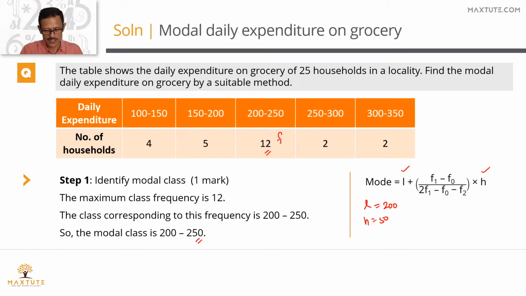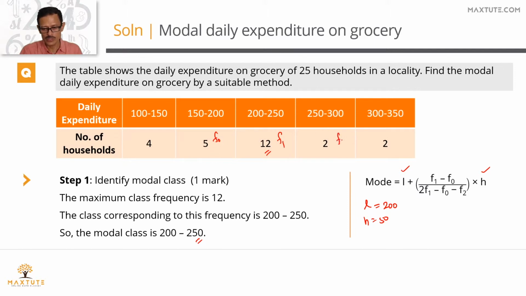F1 is the frequency of the modal class, which in our case equals the number of elements in this modal class. The frequency of the modal class is 12. F0 is the frequency of the class preceding the modal class. The modal class is 200 to 250. The class preceding it is 150 to 200. The frequency of that class is equal to 5.